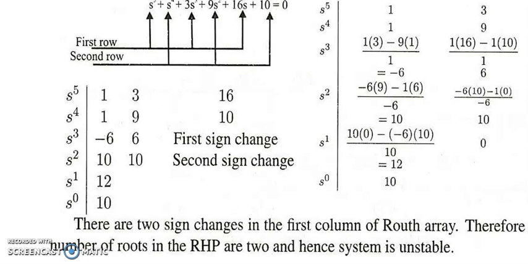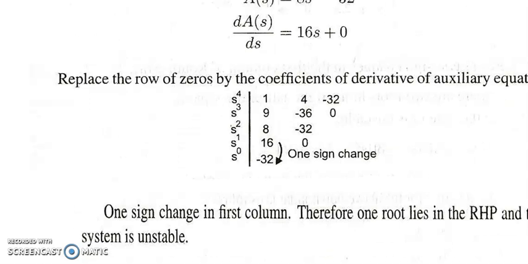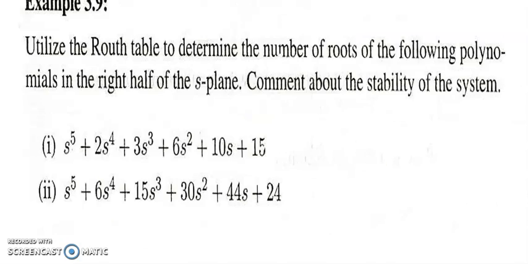Take another equation, s5 plus s4 plus 3s cube plus 9s square plus 16s plus 10. Form the Routh array. What you will find is there is one sign change in the s cube row and there is one more sign change in the s square row. So there are 2 sign changes. So the roots are on the right hand side of the s-plane. System is unstable.